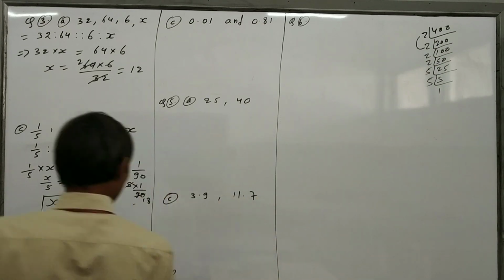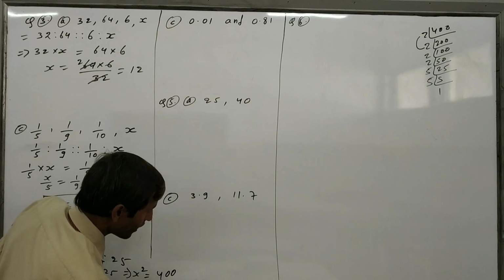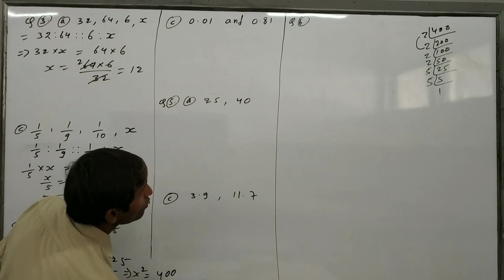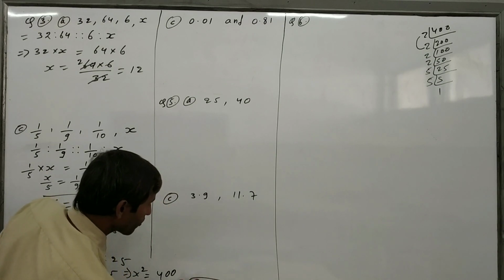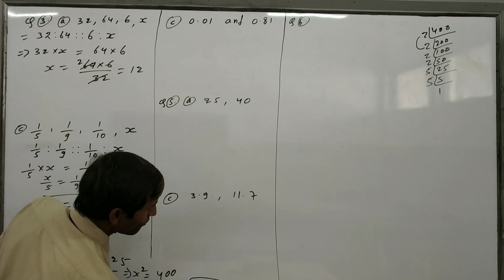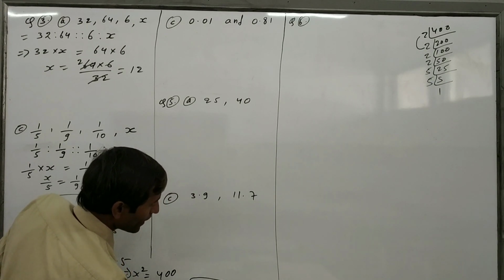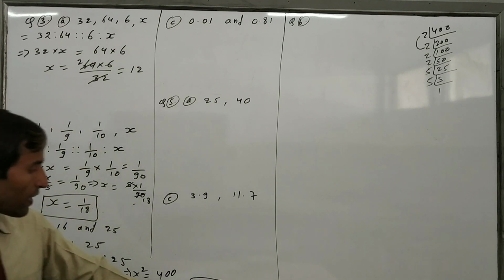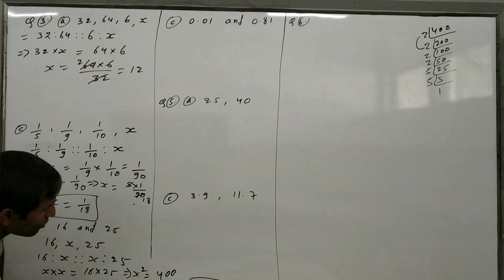So after doing the factorization, just make pairs of numbers. Write down here 2 into 2 into 2 into 2 into 5 into 5, and then write down the square root. This pair, one will come outside. This pair, one will come outside. This 5 will come outside. After taking them outside, multiply 2 to the 4, 4 into 5 is 20. So the final value of x is equal to 20.